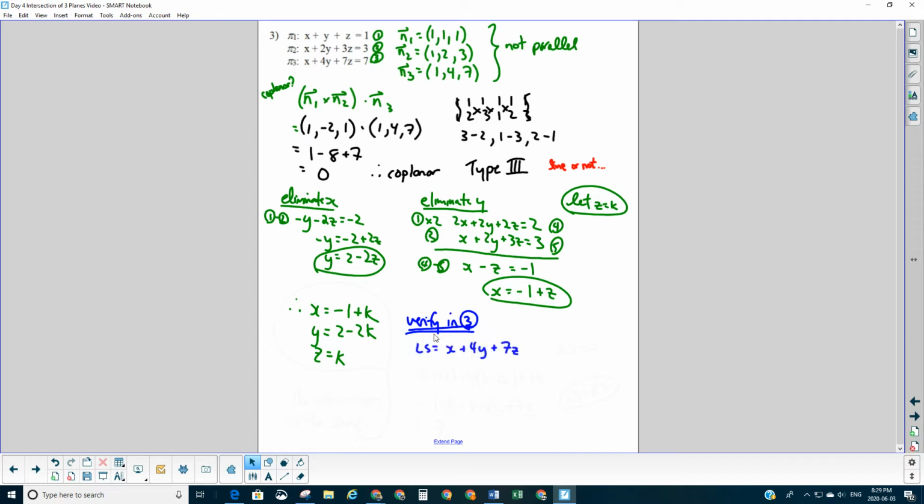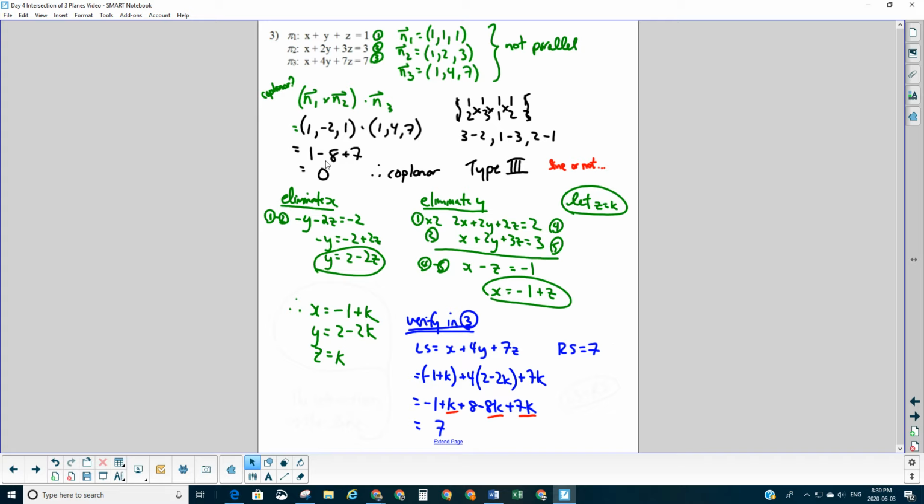So the third equation, the left side is x plus 4y plus 7z, and the right side is 7. So if I plug this in, it should equal 7, which seems kind of weird because I'm plugging in k's. But there's my x is 1 plus k, my y is 2 minus 2k, and my z is just k. So a little bit of rainbow here. The 4 gets rainbowed to an 8 and a minus 2k. And then if you look, 1k minus 8k plus 7k equals 0. And so all the k's disappear, and you're left with negative 1 plus 8, which is 7. And that means it does verify in the third one.